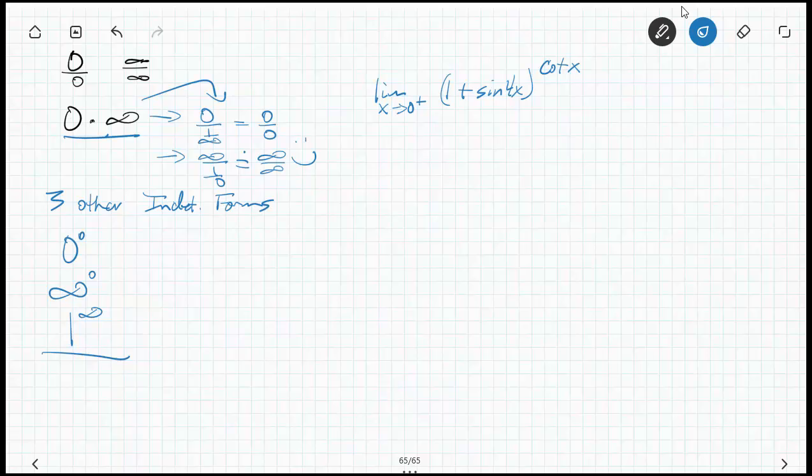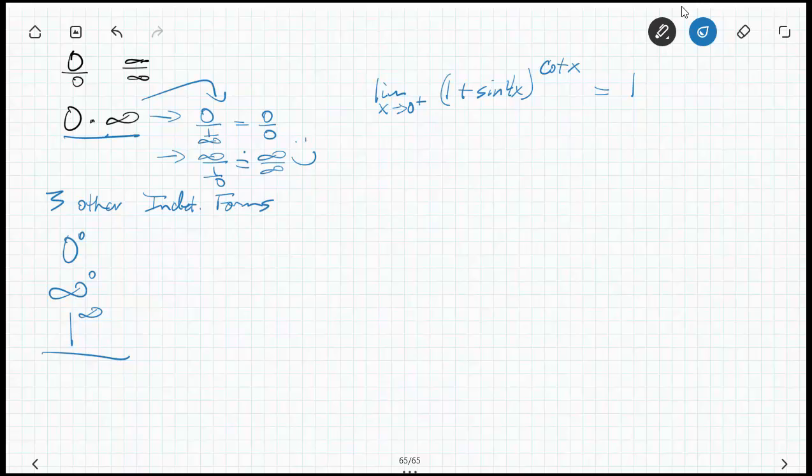The reason we have to do 0 from the positive side is that cotangent of x can't be defined as just the limit as x goes to 0, because it approaches 2 different infinities. So let's plug and chug and see what we get. Plug it in. I plug 0 in, this goes to 0. So I got a 1.